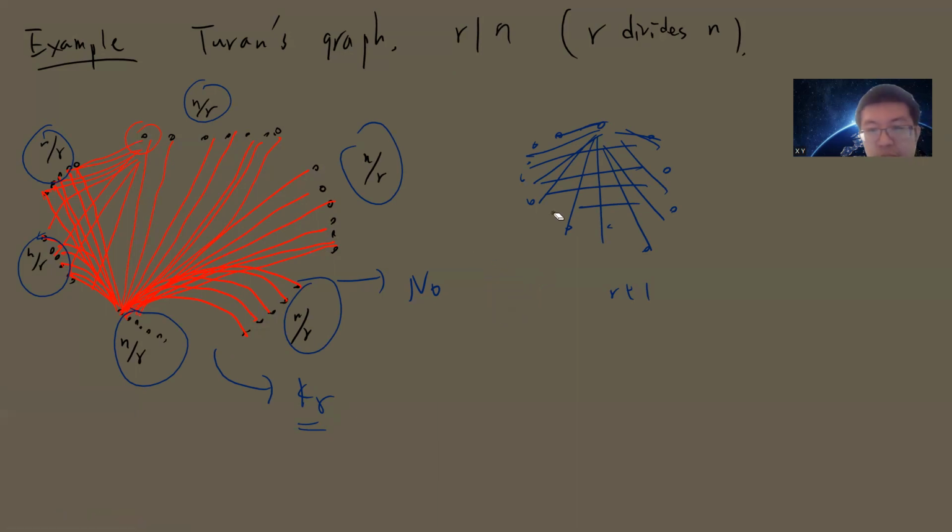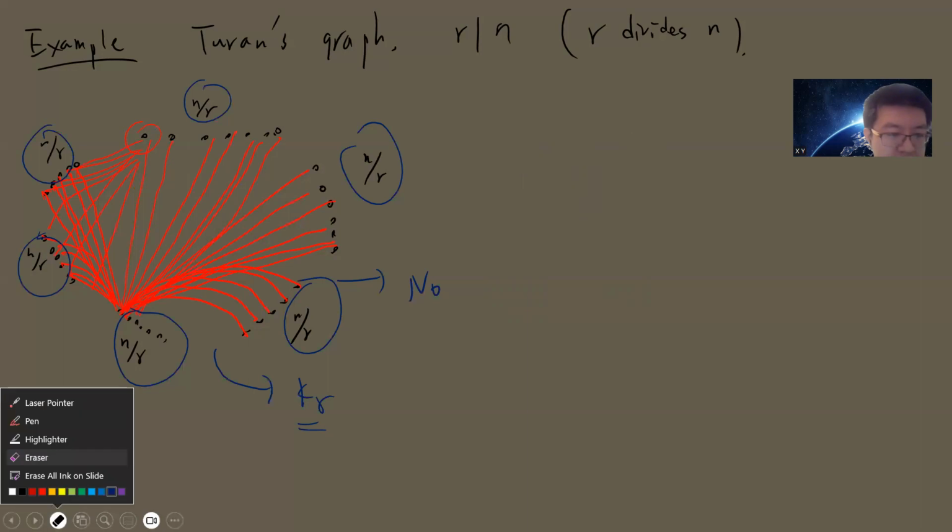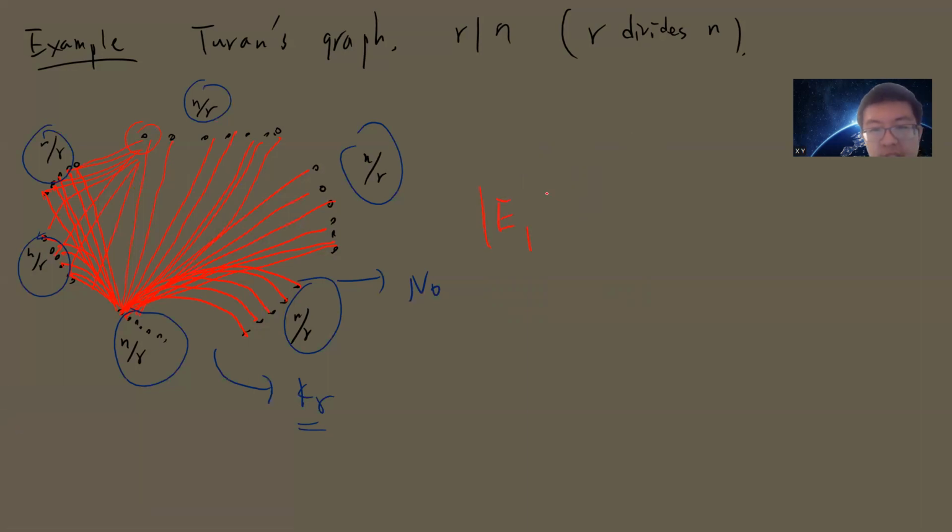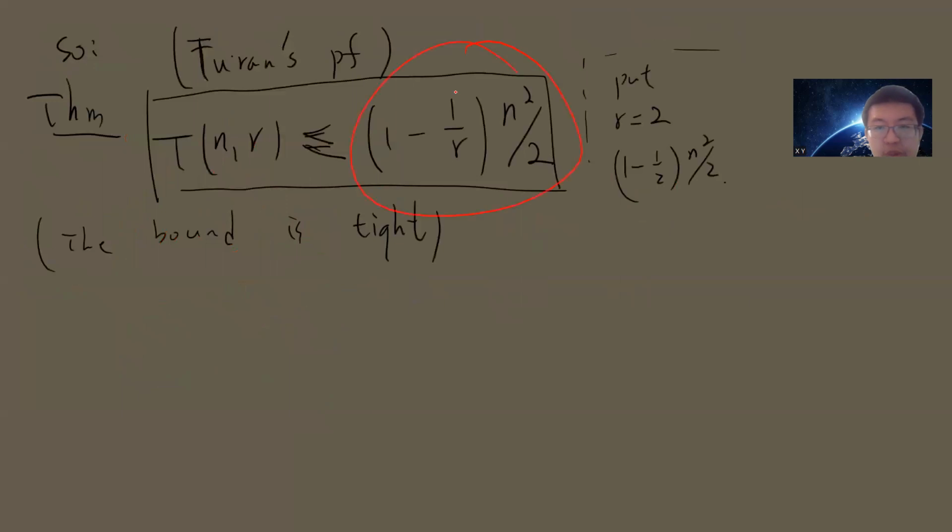So let's compute the number of edges in this graph. It is the total number of possible edges minus the pairs that aren't connected. Each of the r groups has size n divided by r and its internal pairs are not connected, so we subtract r times (n/r choose 2). So we get (n squared minus n) divided by 2, minus r times (n/r choose 2). The n terms cancel, so you get n squared divided by 2 times (1 minus 1 divided by r). This is basically the bound that we try to prove.